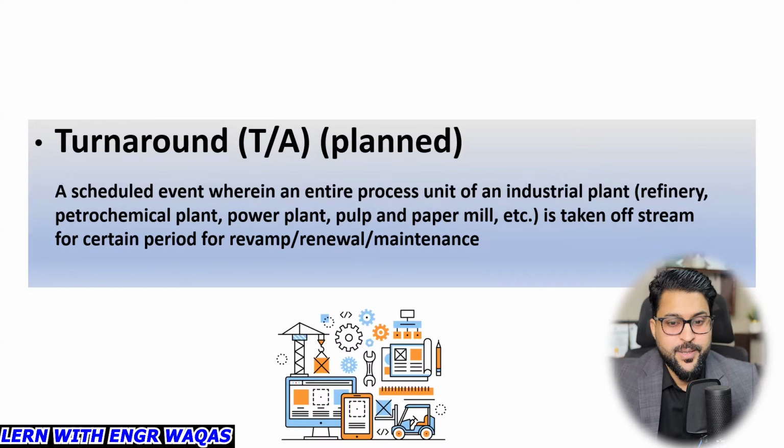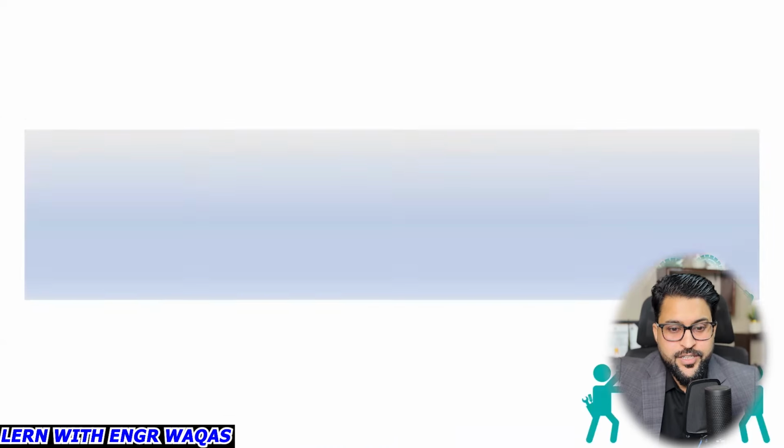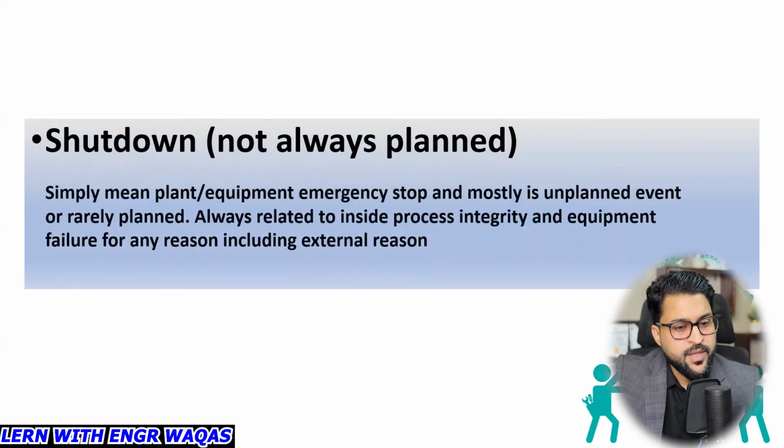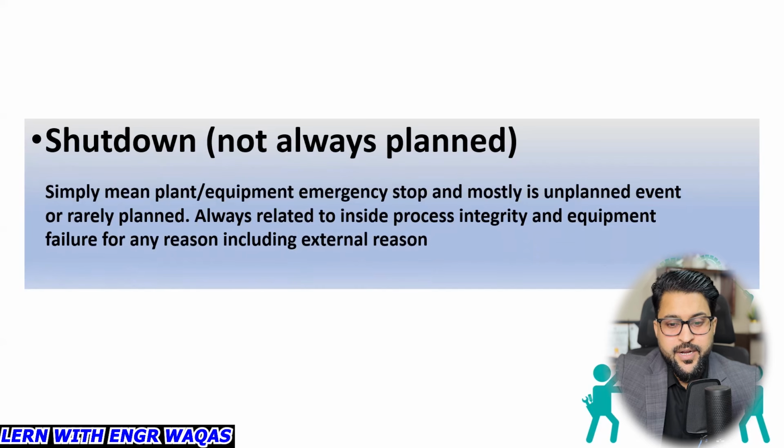It is planned actually. So the second important thing is shutdown. Not always planned, but it can be planned. Shutdown, right? It is 50-50. Turnaround is always planned, but shutdown is not always planned. It simply means a plant or equipment emergency stop, mostly an unplanned event, rarely planned, always related to process integrity and equipment failure for any reason, including external reasons.